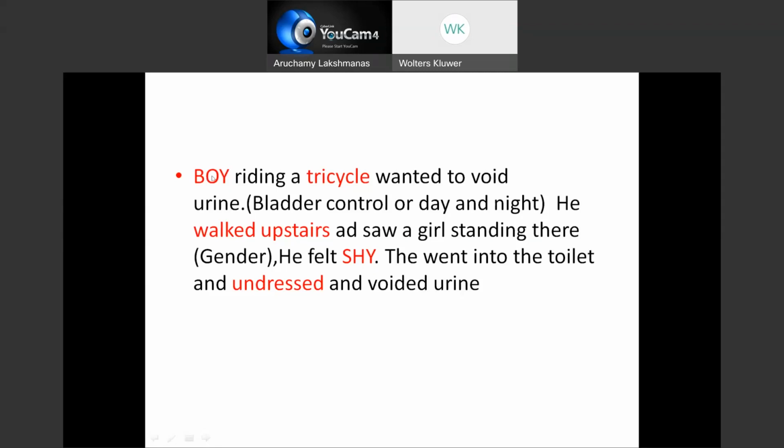Gender: he knows boy or girl. Can ride a tricycle. Bladder control for day and night to be present. He can walk upstairs with alternating steps. He will feel shy. He can undress himself and he can avoid urine.